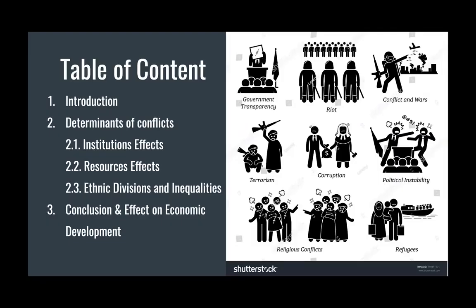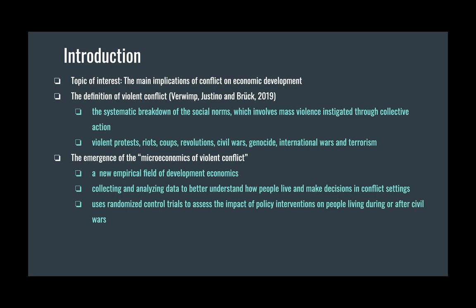economic development. In light of the definition from the Verwimp, Justino, and Brück paper, violent conflicts refer to the systematic breakdown of the social norms, which involves mass violence instigated through collective action. It includes violent protests, riots, civil wars, international wars, and terrorism, but it doesn't include forms of social conflict that do not result in mass violence, such as strikes, robberies, and domestic violence.